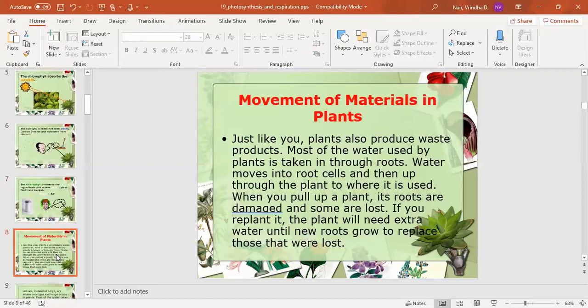Movement of materials in the plant. Just like you, plants also produce waste products. Most of the water used by the plant is taken in through the roots. Water moves into the root cells and then through the plant to be used. When you pull up a plant, its roots are damaged and some are lost. If you replant it, the plant will need extra water until new roots grow to replace the lost roots. So this is generally saying that roots are the important part of the plant which can pull in water and nutrients from the soil.